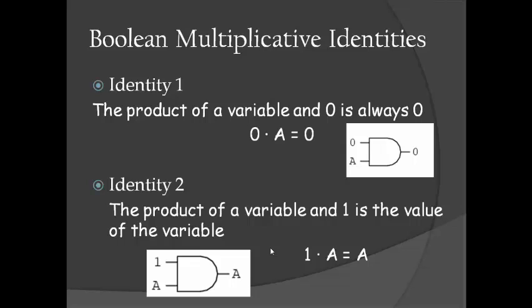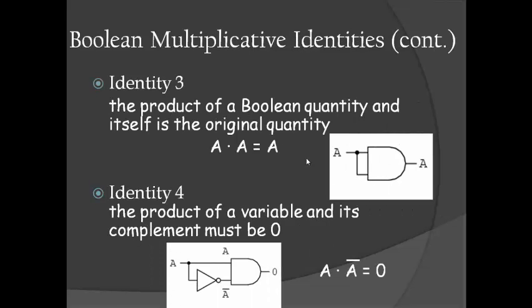Next, we will follow up with the Boolean Multiplicative Identities. The first identity and the second identity can be proven by simple multiplication, whereby 0 multiplied by anything will become 0, and the product of a variable and 1 is always the value of the variable. Next will be the third and fourth identity. These two identities can be proven by assuming that A is 1 or A is 0. This will be the same as proving the third and fourth identity of the additive identities.